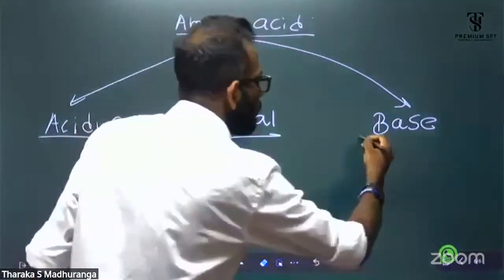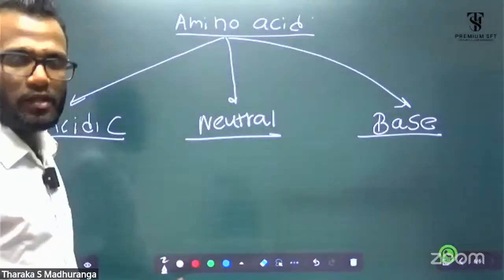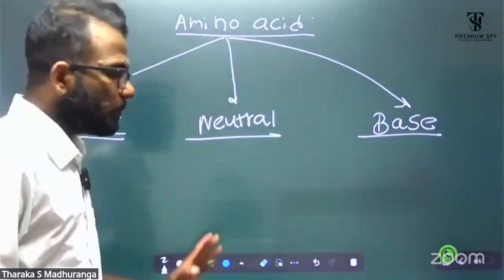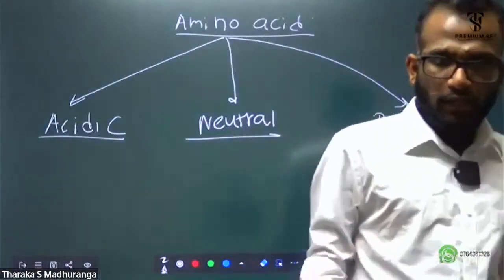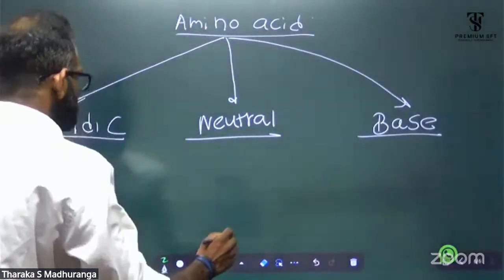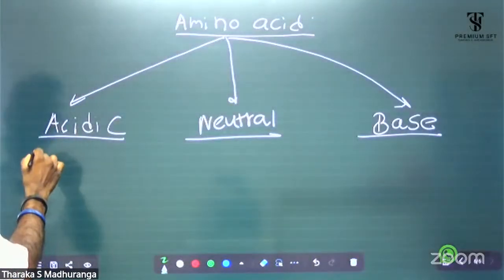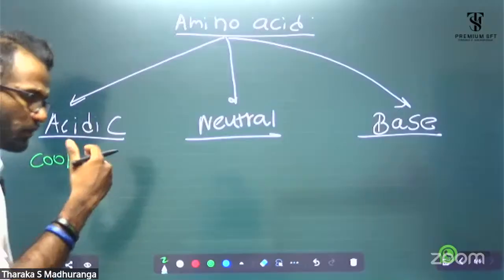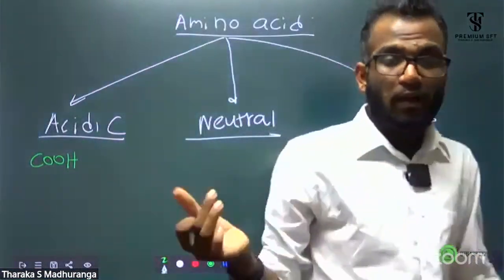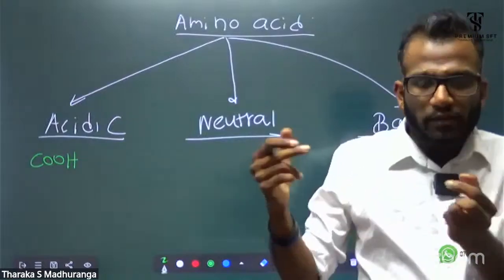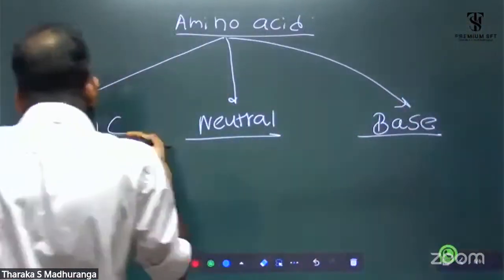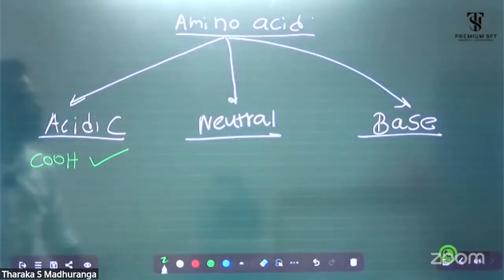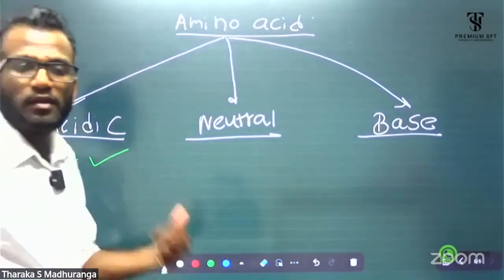Whether an amino acid is acidic, neutral or base always depends on the R carbon chain. Every amino acid has a carboxylic group combined with the alpha carbon. But if a COOH carboxylic group is present in the R carbon chain, we call it an acidic amino acid.